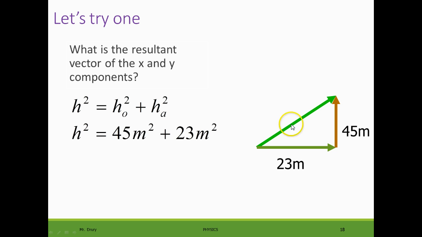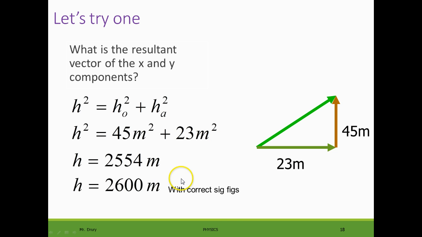All right, so we take the opposite side, which is 45 meters, we'd square it. The adjacent side, which is 23 meters, square it. Obviously, take the square root of that, and it comes out to be 25.54 meters. Now, obviously, this only had 2 sig figs, this only had 2 sig figs, so we really should be rounding it to only 2 sig figs.